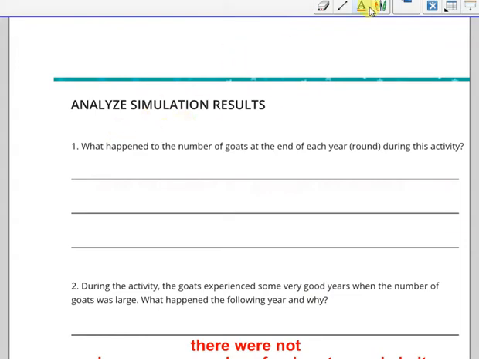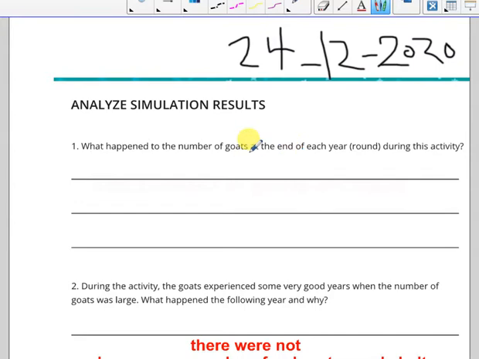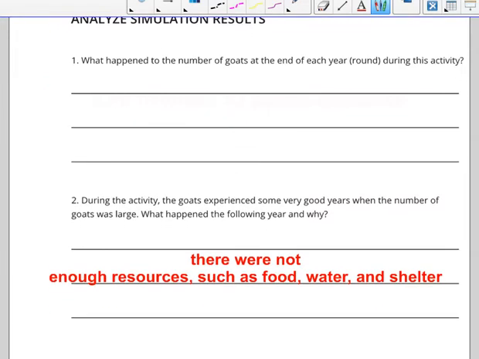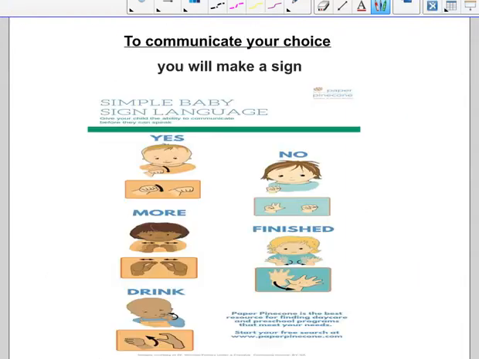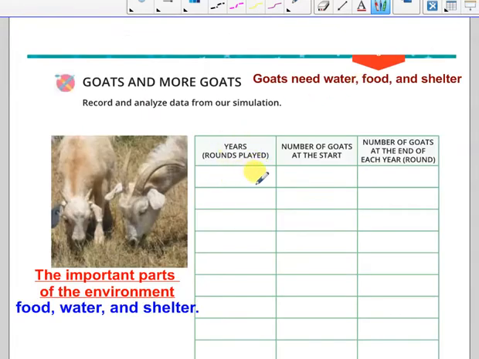Right, the date, 24-12-2020. We analyze simulation results. What happened to the number of goats at the end of each year round during this activity in our class? Can you remember? Okay, we write the numbers here.